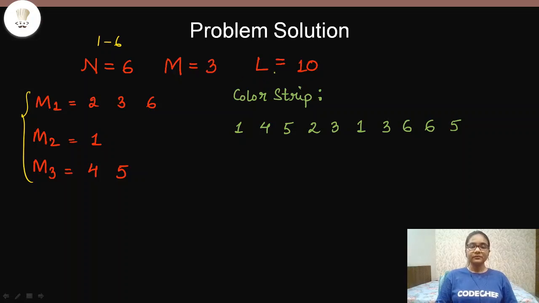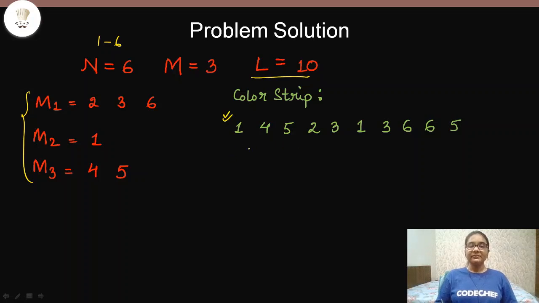Now L is equal to 10. So we will have a color strip of 10 color IDs, and we have to find out how many segments from this color strip Batman will be able to see.